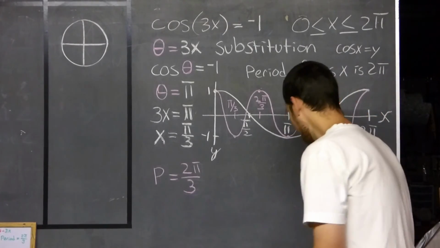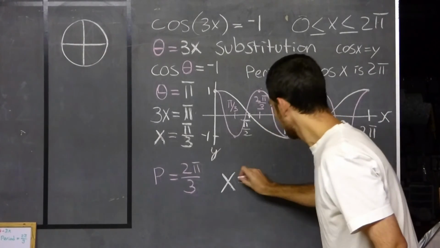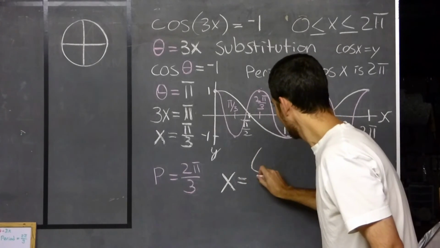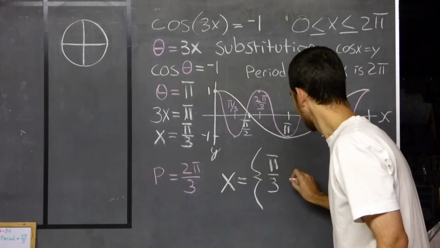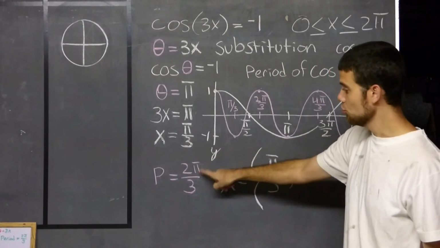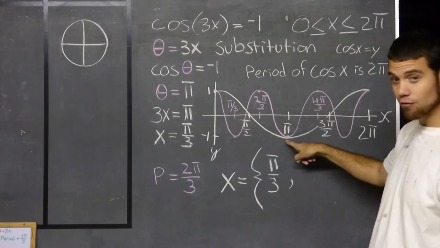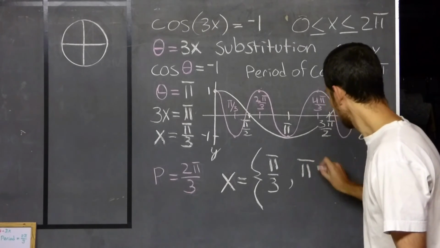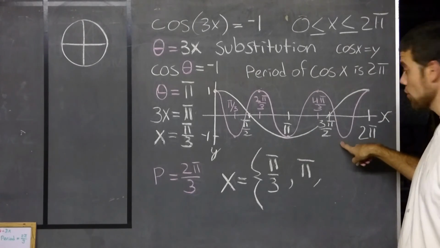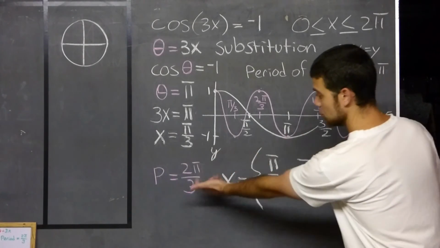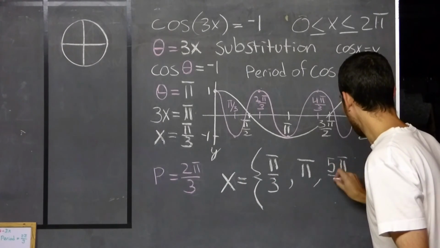So we can say that x equals pi thirds. It also equals pi thirds plus 2 pi thirds. That's a full pi. We see that on the graph right here. And we can see that if we add another period, we'll get to a third value for x. So pi plus 2/3 pi is 5 pi thirds.